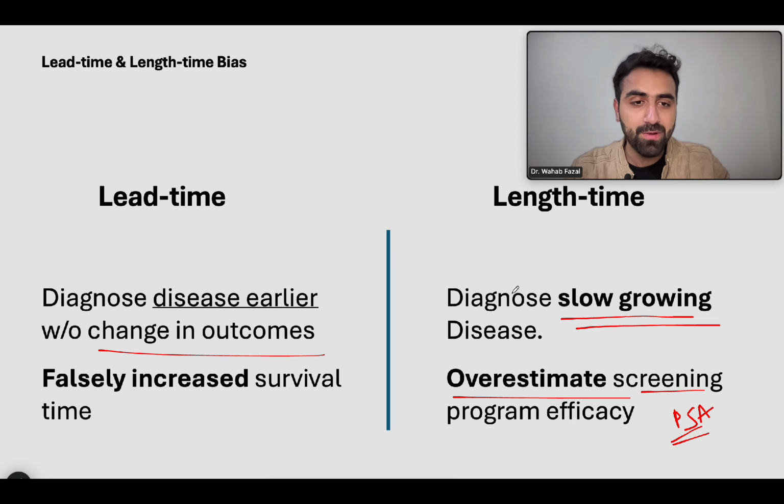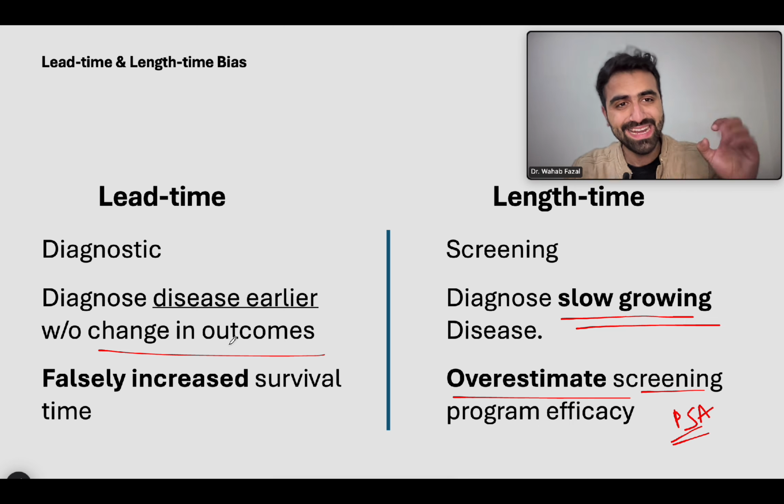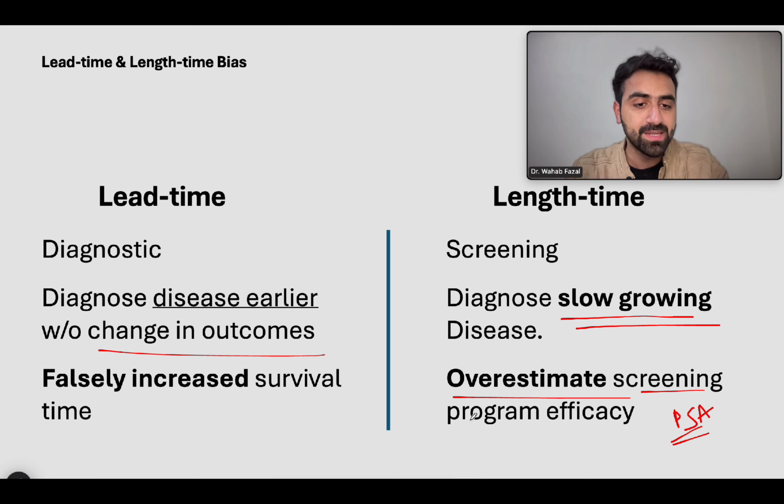So always remember, for the purposes of your exam, when you get length time bias, you'll get slow growing disease. When you get lead time bias, you'll get advanced bad disease. One other difference: lead time bias is usually for diagnostic tests, and length time bias is usually for screening tests that deal with a population level, and therefore we overestimate the screening program efficacy.